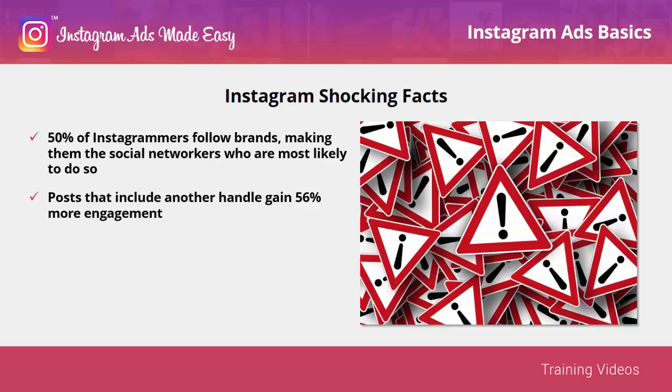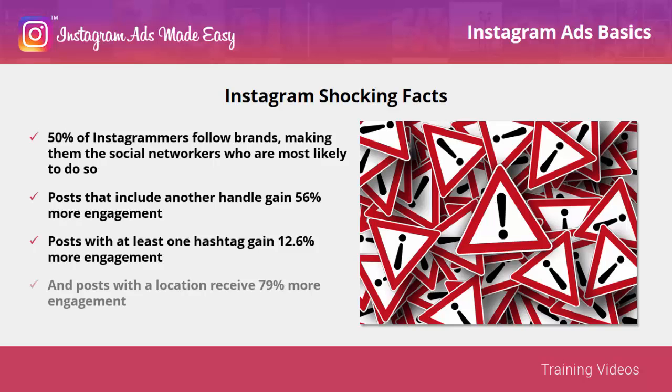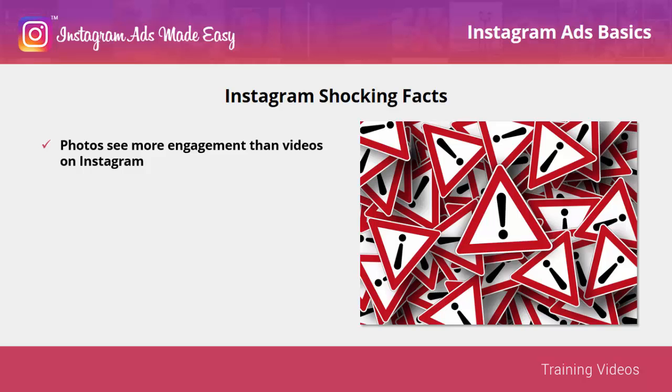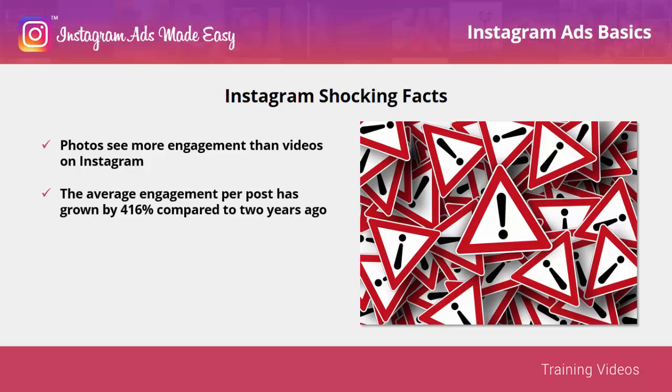Posts that include another handle gain 56% more engagement. Posts with at least one hashtag gain 12.6% more engagement. And posts with a location receive 79% more engagement. Photos see more engagement than videos on Instagram. The average engagement per post has grown by 416% compared to 2 years ago. And 70% of the most used hashtags are branded.